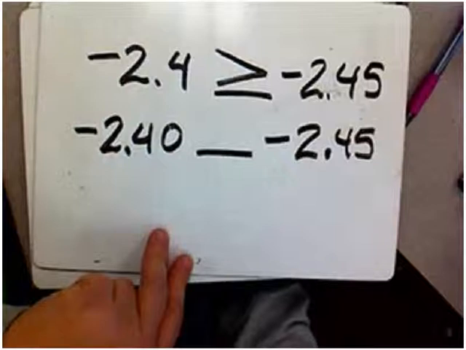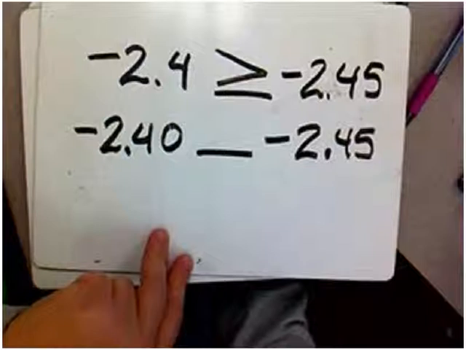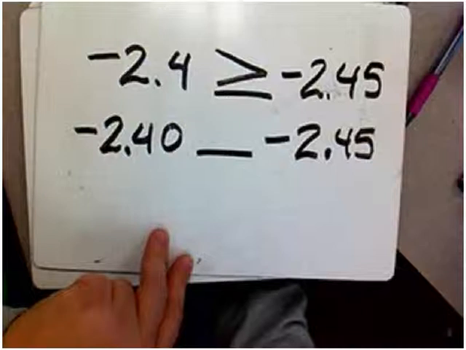So you've got to put your brains on very carefully with these, and remember, if they're both negative, the one closest to 0 is greater. If they're both positive, the one furthest away from 0 is greater. So negative 2.40 is actually closer. I'd rather owe somebody $2.40 than owe them $2.45. Okay, super careful on those.